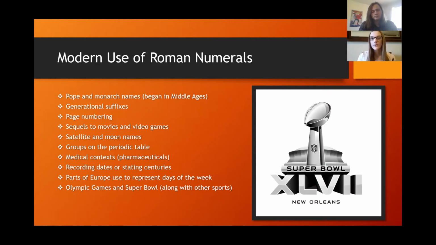Some other places that we would see the use of Roman numerals today would be in the naming of the Pope, or in monarch names. So if we think about King Henry IX, it would be King Henry and then 9 represented by Roman numerals. This is also seen within generational suffixes.